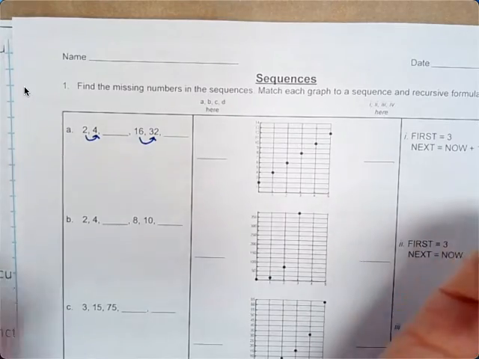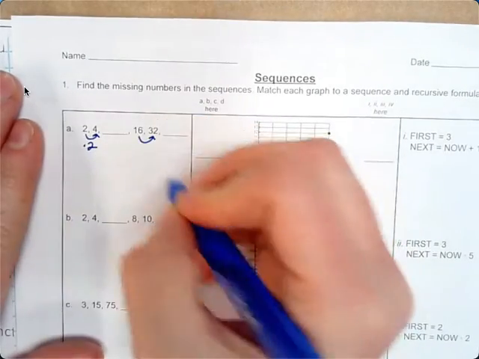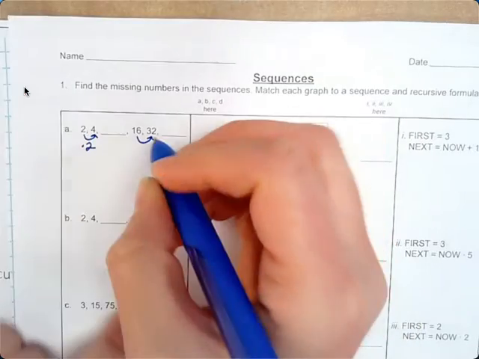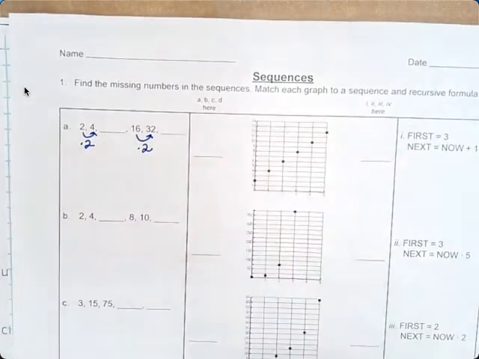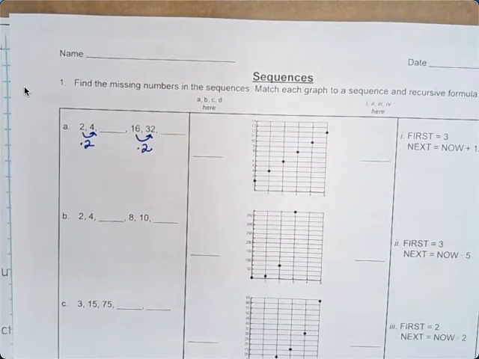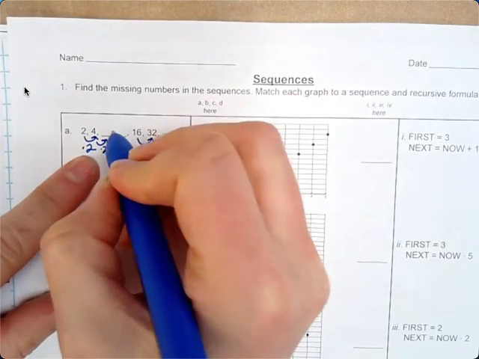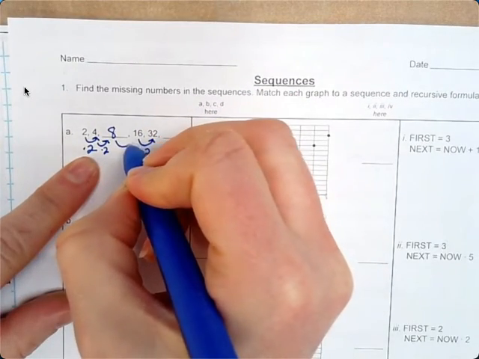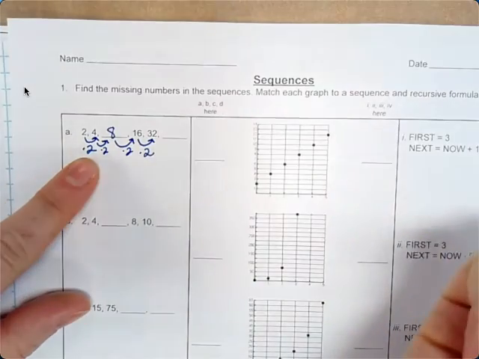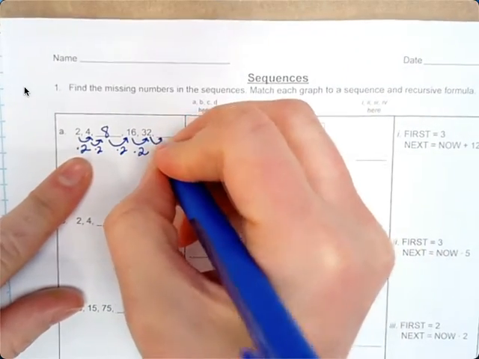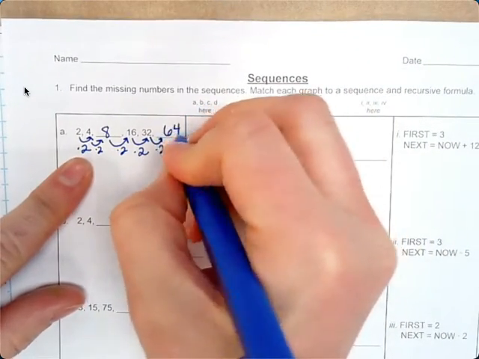So the only one that they have the same is times 2. So 2 times 2 is 4. 16 times 2 is 32. So then we need to find the other numbers in the sequence. So 4 times 2 is 8. 8 times 2 is 16. 32 times 2 is 64.